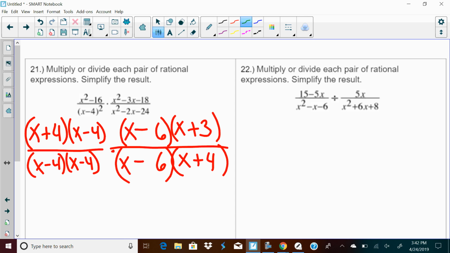So then after I factor everything, I can start crossing things out. X plus 4 and x plus 4 cancel. X minus 4 cancel. X minus 6 and x minus 6. So my final answer is x plus 3 over x minus 4.